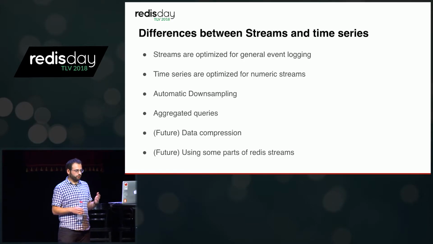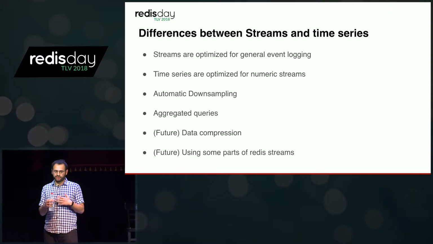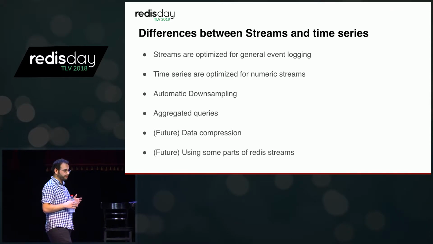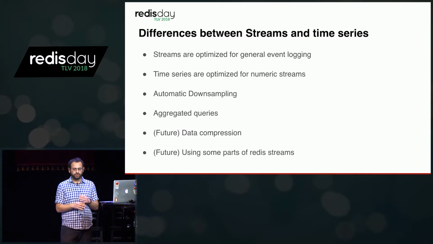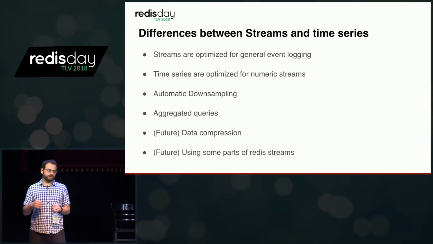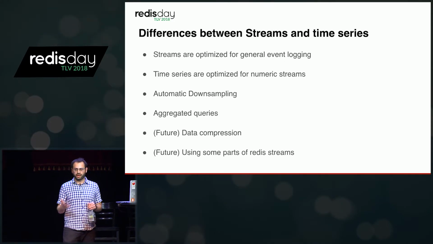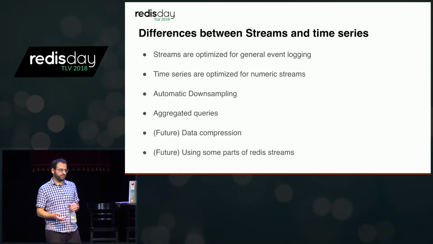We do plan in the future to have some kind of integration with the streams. So this might change, but at the moment, we're doing something that is very, very specialized for time series, numeric time series very specifically. For example, the automatic downsampling you cannot have in the default streams in Redis.